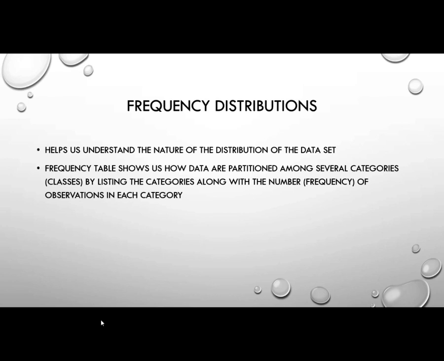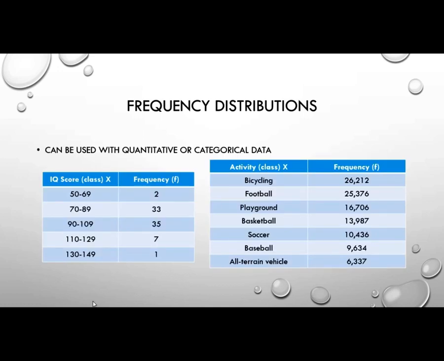A frequency table shows us how data are partitioned among several categories that are called classes by listing the categories along with the number, the frequency of observations in each category. This is easier to see than to read about. So, for example, on the left-hand side we have the class, and on the right-hand side we have the frequency. I also have the letter X because it could be any variable that we're talking about. Here we're talking about IQ score.